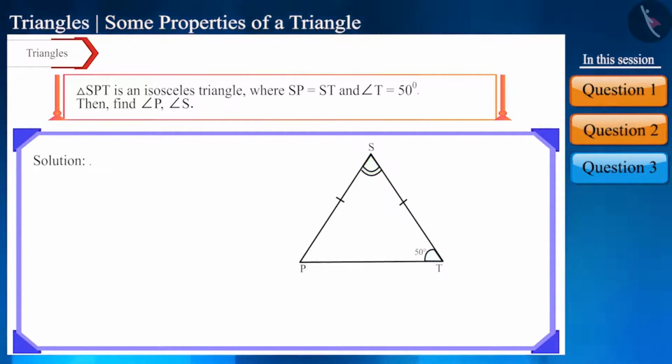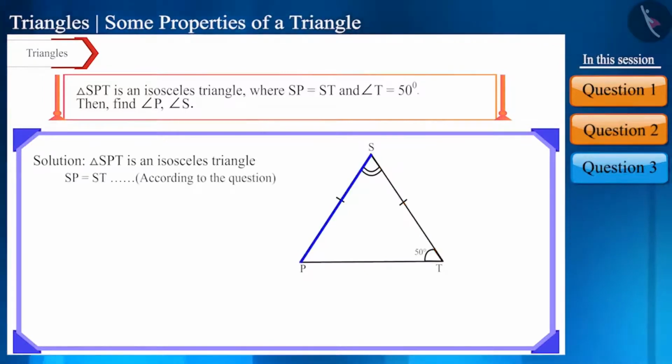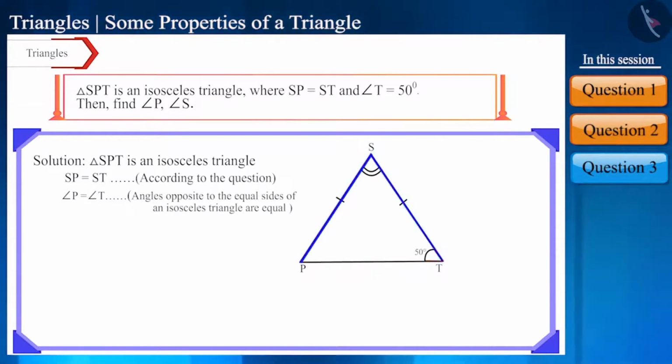Friends, it's given that triangle SPT is an isosceles triangle and side SP is equal to side ST. Therefore, angle P will be equal to angle T, because angles opposite to equal sides of an isosceles triangle are equal. We are given that angle T is 50 degrees. Therefore, angle P will also be equal to 50 degrees.